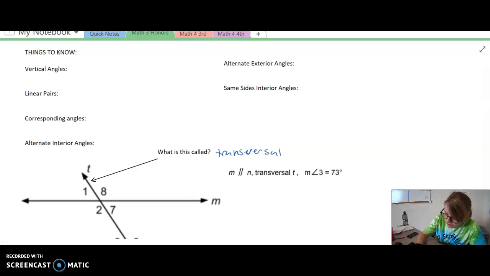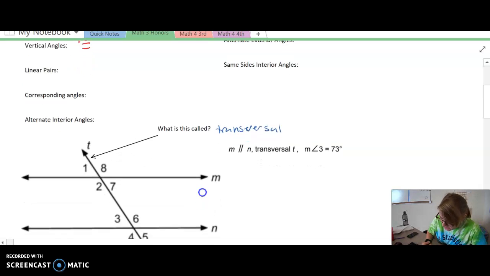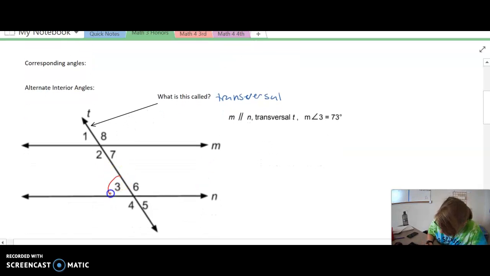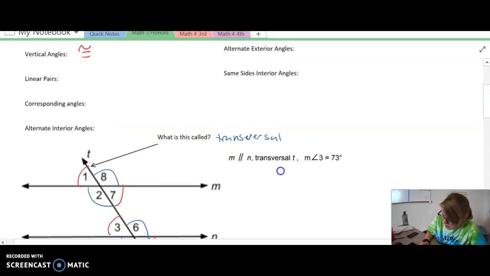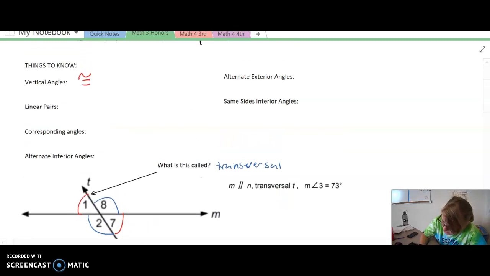So vertical angles. Vertical angles are always congruent to each other. An example of a vertical angle is 3 and 5, or 1 and 7, or 2 and 8, or 4 and 6. If you get this idea, it's when there's two lines crossing each other, and the angles across from each other diagonally are congruent. So we could say angle 2 is congruent to angle 8.